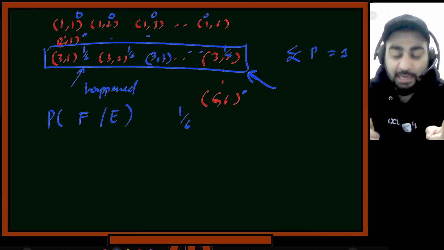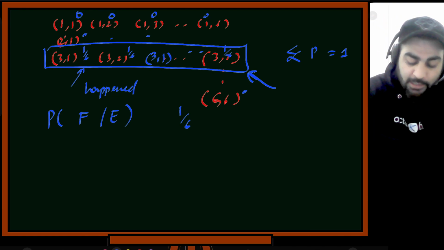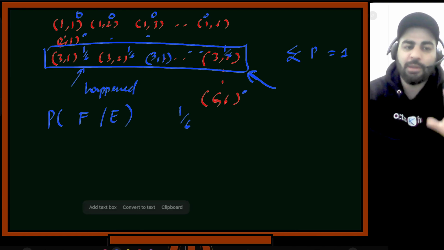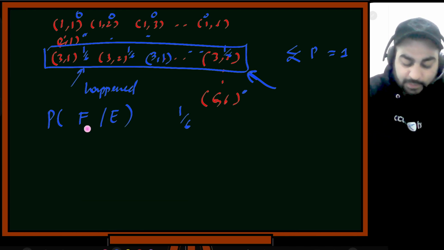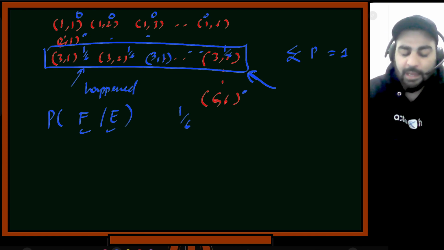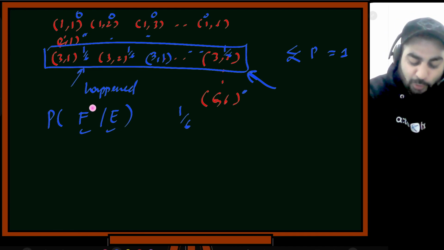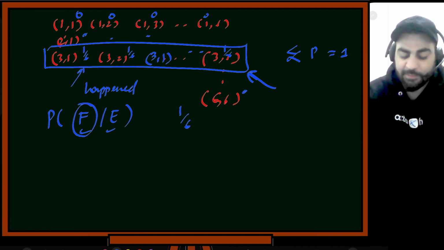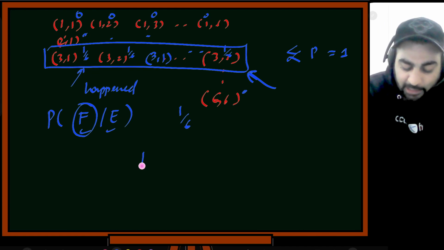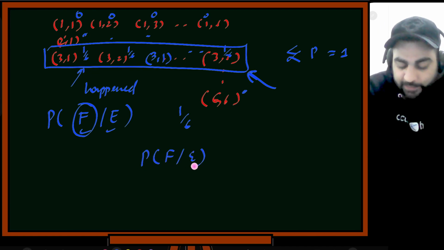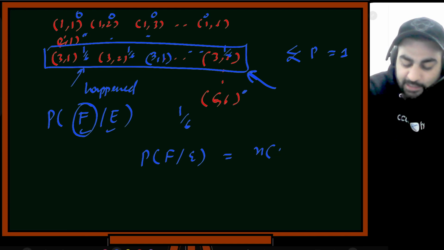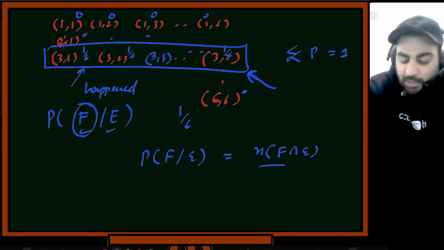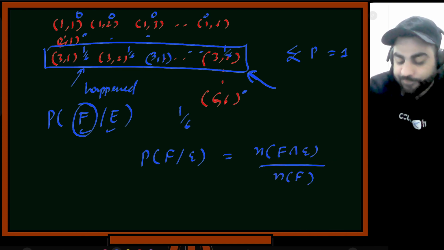The second way you can look at this problem is to see the intersection: how many elements are present in both F and E. Because you have to normalize, since the event has already happened, this is the new sample space. We said that probability of F given E is the number of elements in the intersection of these two, divided by the number of elements in E.